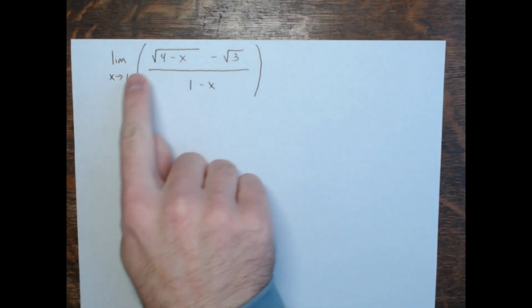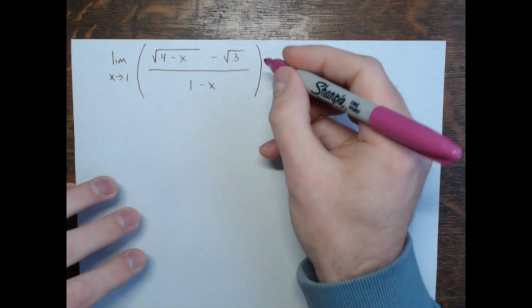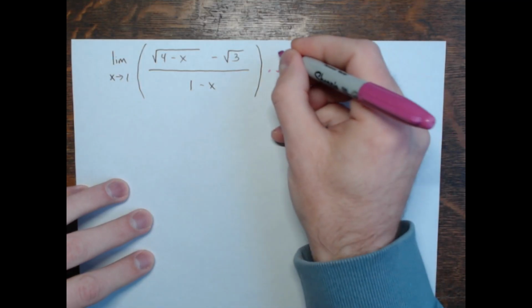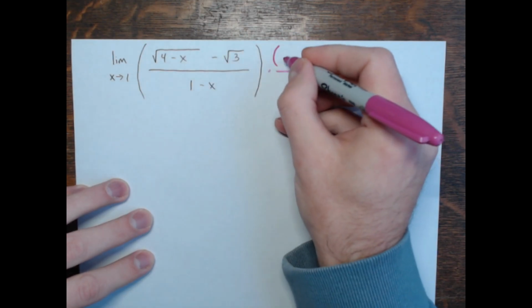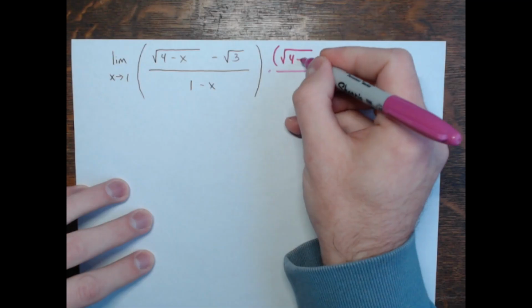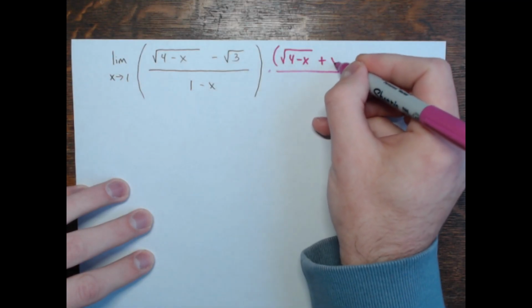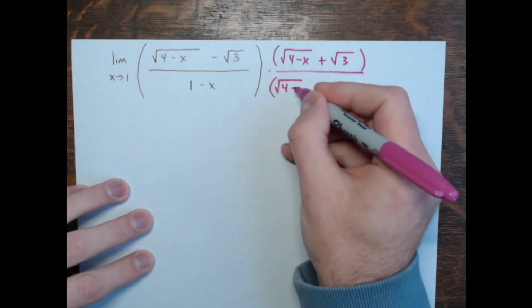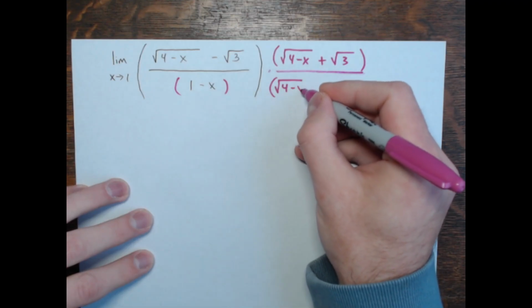So again, huge problem here. I can't just plug in 1, but like one of the problems I had earlier with the roots, I'm going to multiply the top and bottom with the conjugate of this radical expression, which would be the square root of 4 minus x plus the square root of 3, and do the same to the denominator. Consider this together.